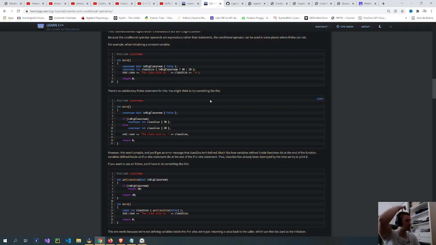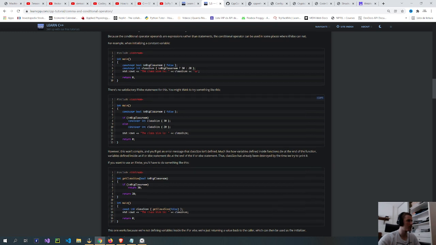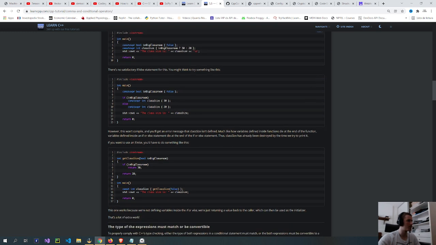For this, you might try to think something like this. So this, if b class 1, so this doesn't do the same as this, apparently. However, this won't compile and you will get an error message that class size isn't defined.